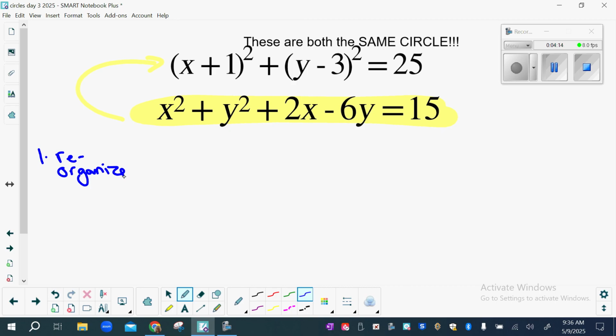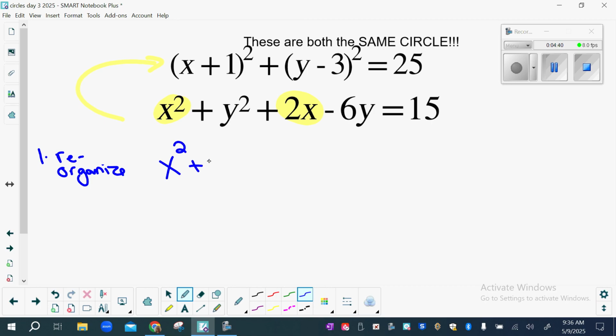Okay, reorganize means I need to get all my X's together, all my Y's together, all my random numbers into the waiting room. So here's what I'm going to do. I'm going to find all of my X guys. What I mean by that is that guy has an X and that guy has an X. So here we go. We're going to put those 2 guys together.